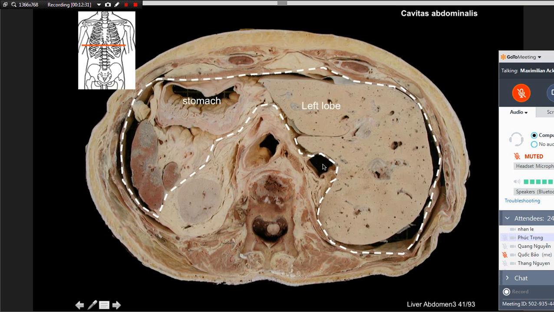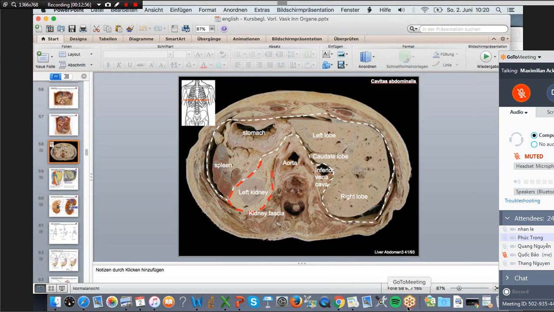So you see here the stomach, the left lobe and the right lobe of the liver, and this is the spleen, the aorta, inferior vena cava, and the left kidney. And all the kidneys are encircled by a fascia. This is the so-called kidney fascia, and within the kidney fascia you find fat tissue. This is so-called adipose fat tissue.